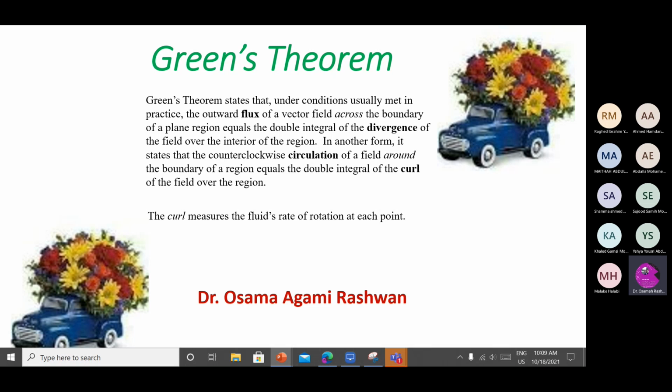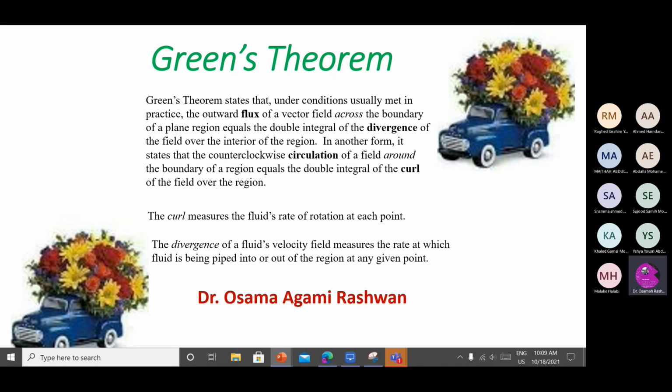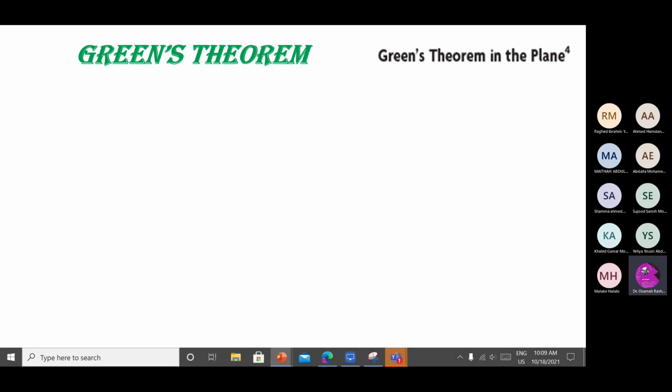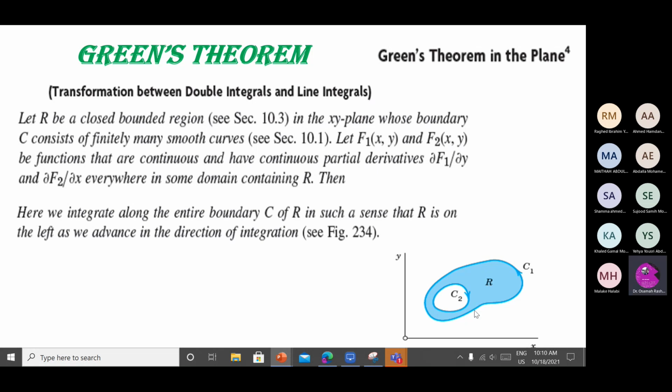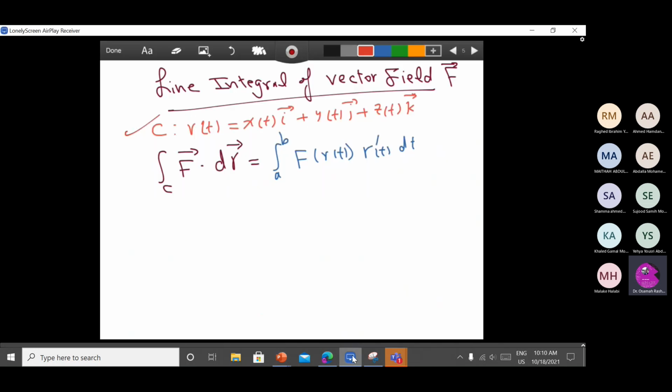This is what we are going to do, and we know the curl measures what? It measures the rate of rotation at each point. And the divergence of a fluid velocity field measures the rate at which fluid is being piped into or out of the region at any given point. This is what we know about the curl and the divergence. What's the Green's theorem formula? As we said, you are going to integrate over any smooth curve, so you have the line integral. This is f dot dr. Why is it f dot dr? I'm just explaining to you.